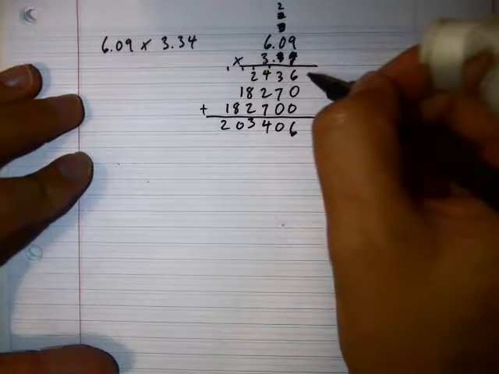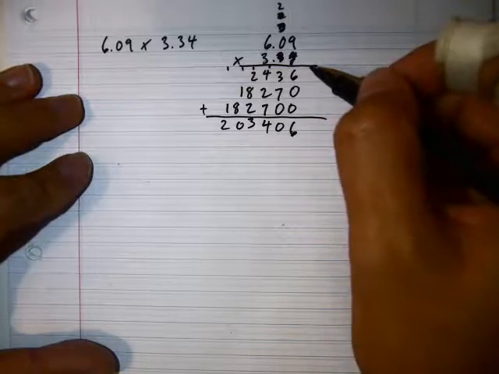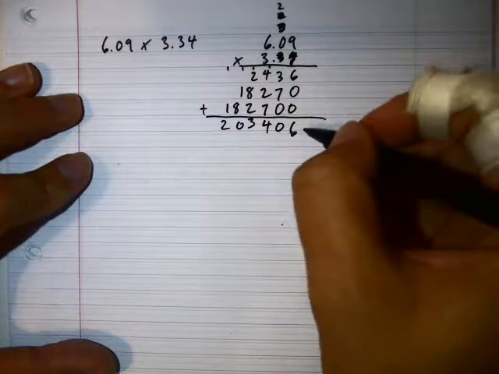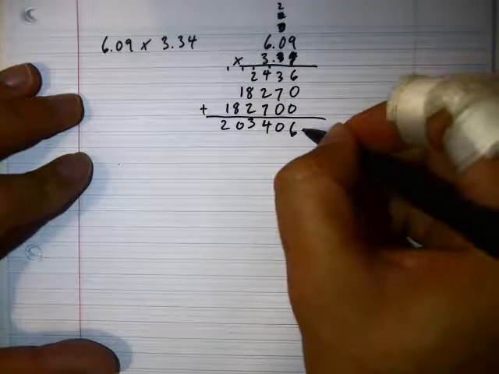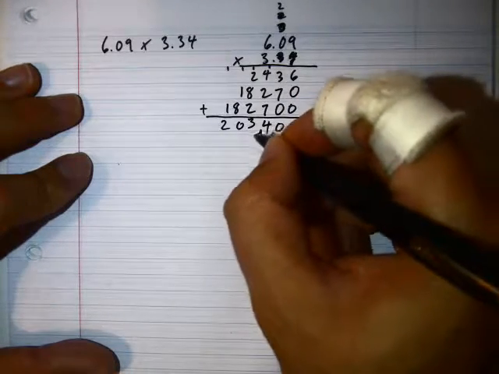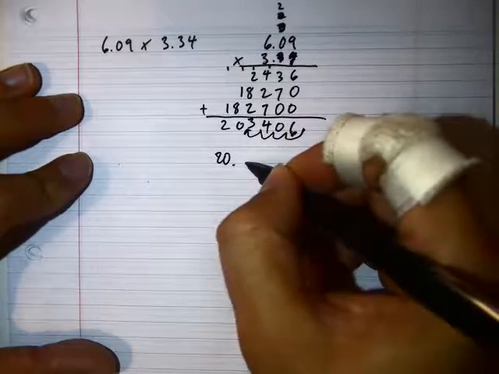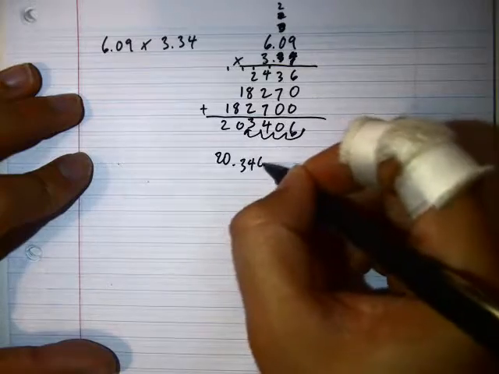Okay, now before I put any of my commas or notations in, I have to move my decimal points over. So I'm going to count up all the numbers, even the one that I scribbled out, because those are kind of important. So I have 1, 2, 3, 4. Okay, so my decimal point here, I'm going to move it 1, 2, 3, 4. Okay, so my real answer is 20.3406.